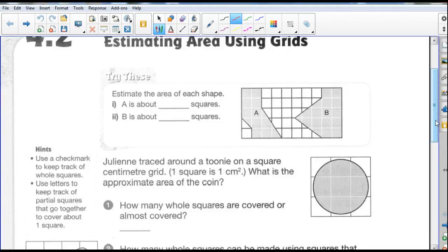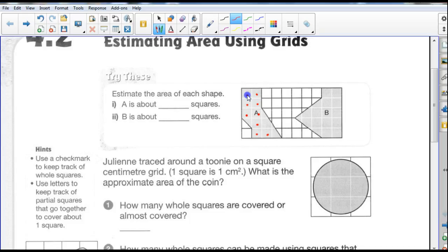So, estimate the area of each shape. A is about how many squares? So what we can do with A is we can count squares. 1, 2, 3, 4, 5, 6, 7, 8, 9. We've got 9 full squares. Okay, so we can start with 9.